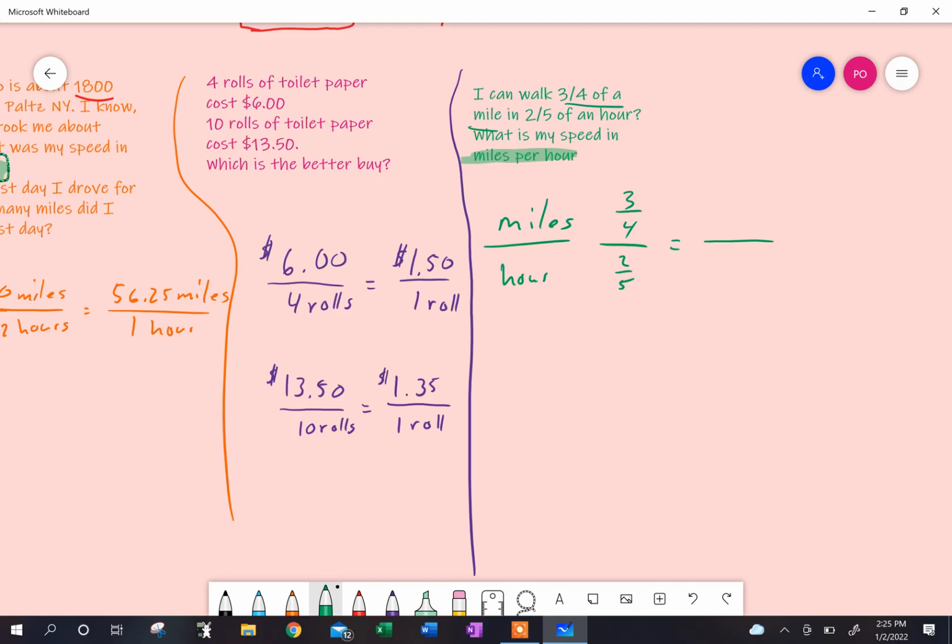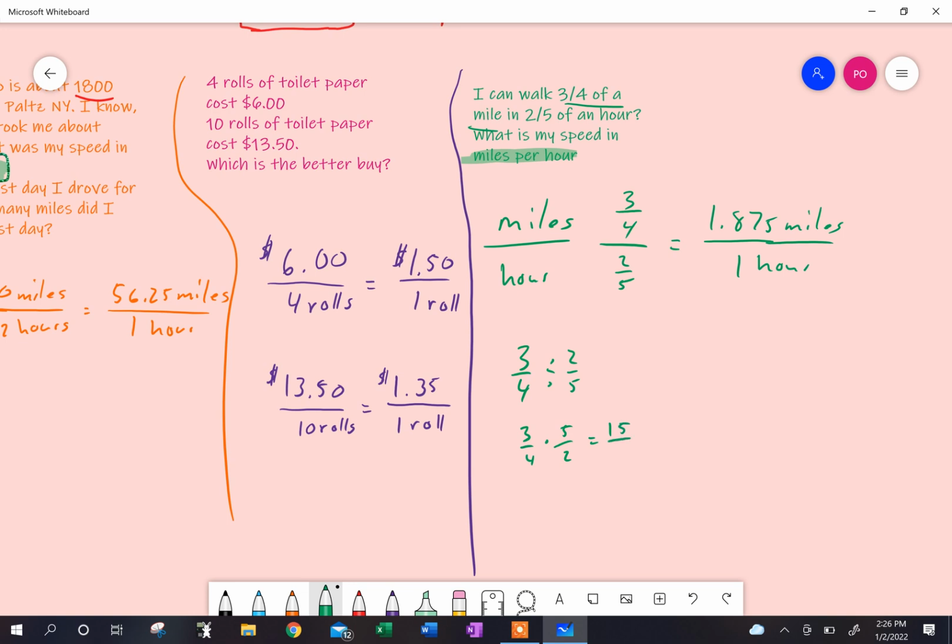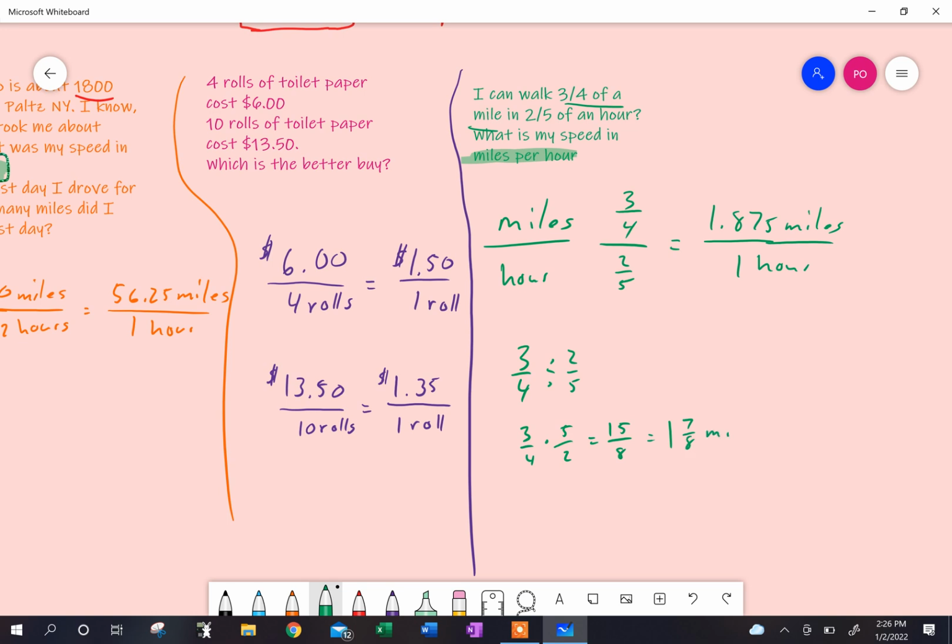So if I do 3/4 divided by 2/5, I get 1.875 miles for every 1 hour. And that's it. That's all there is to it. You're just dividing. And by the way, if you wanted to, you could say 3/4 divided by 2/5 becomes 3/4 times 5/2 because of your keep, change, flip, and this would give you 15/8, which is equal to 1 7/8 miles for every 1 hour.